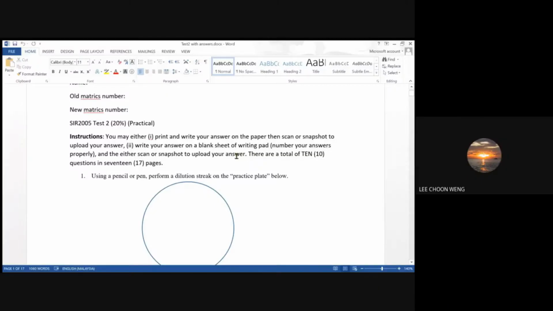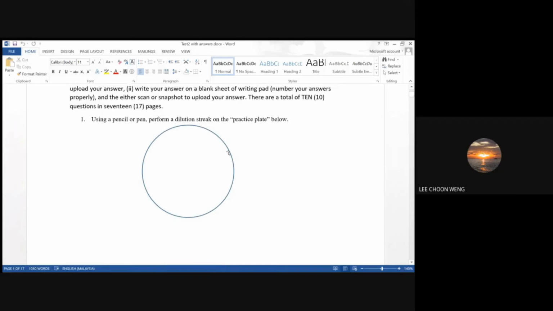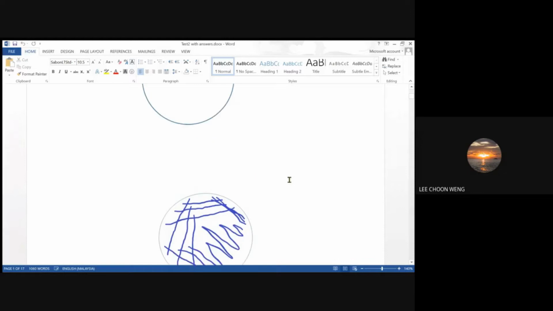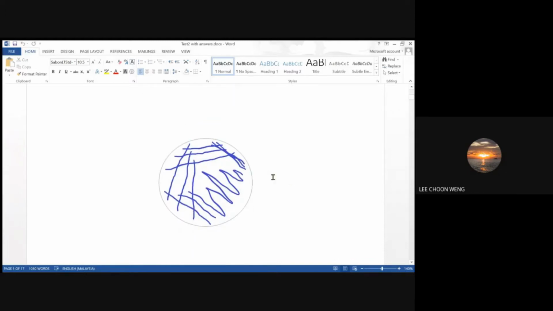So the first question is straightforward, dilution streaking. Of course, all of you have different patterns of dilution streaking. But essentially, the main aim of a dilution streak is to get single colonies at the end here. Single colonies. Okay.